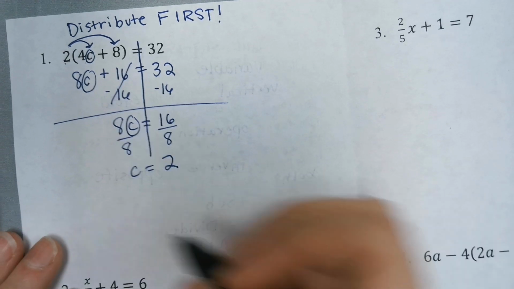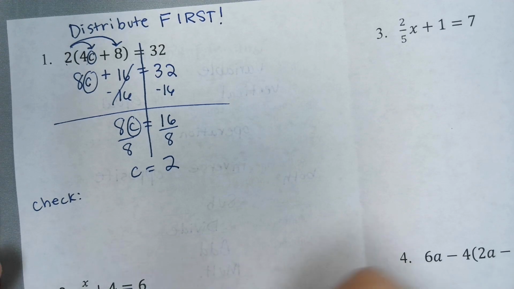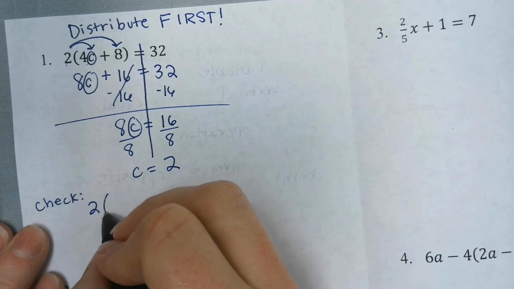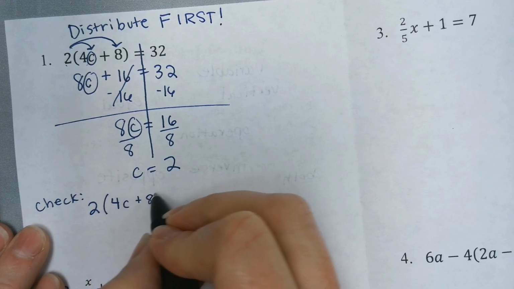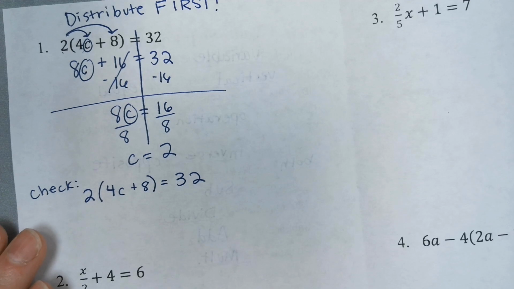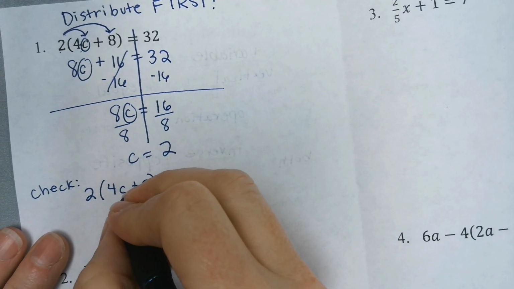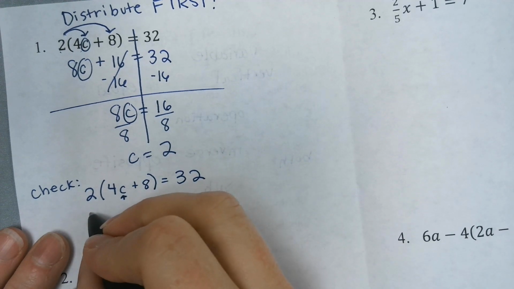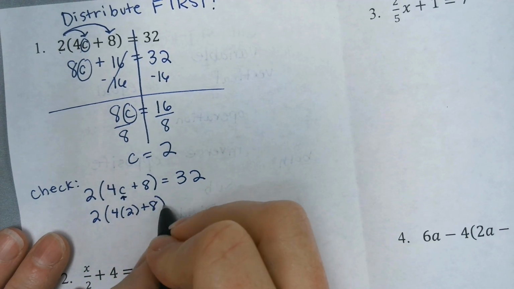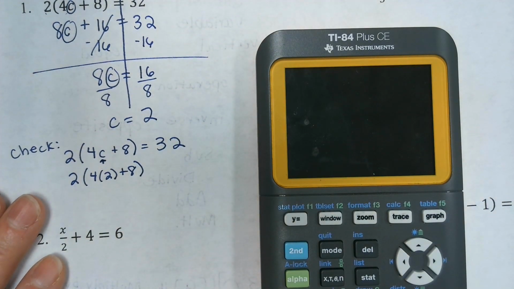Before we say that's our answer, we do need to check our work. So you're going to have a worksheet today, and you make sure you show checking your work. So 2(4c + 8) = 32. That's just our original equation. Now we're going to plug in 2 right there. So 2(4 times 2 + 8). This is where our calculator can help us.